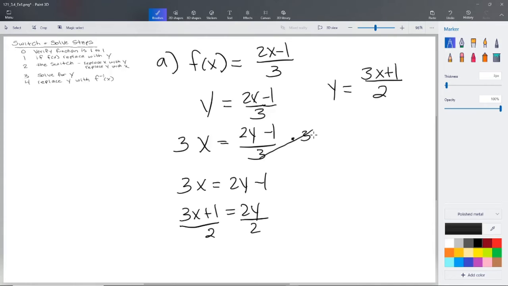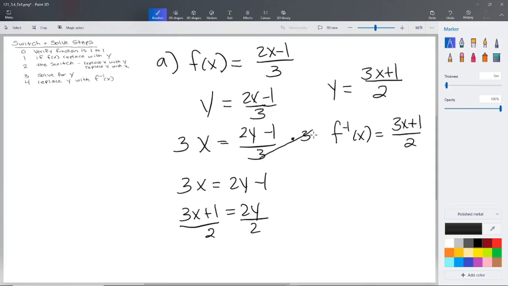Hey, we're looking really good here. Step 3 has been done. And step 4 now says, any y that you have, replace with the inverse of f of x. So our final answer should be the inverse of f of x equal to 3x plus 1 over 2. And we can look at that and say, is this indeed the inverse? Well, the method certainly says it is, but everything should feel like it as well.